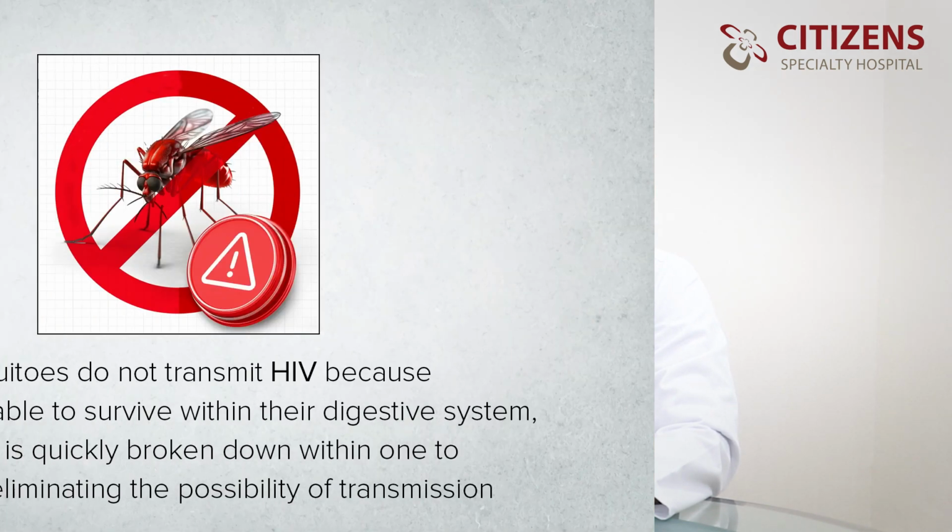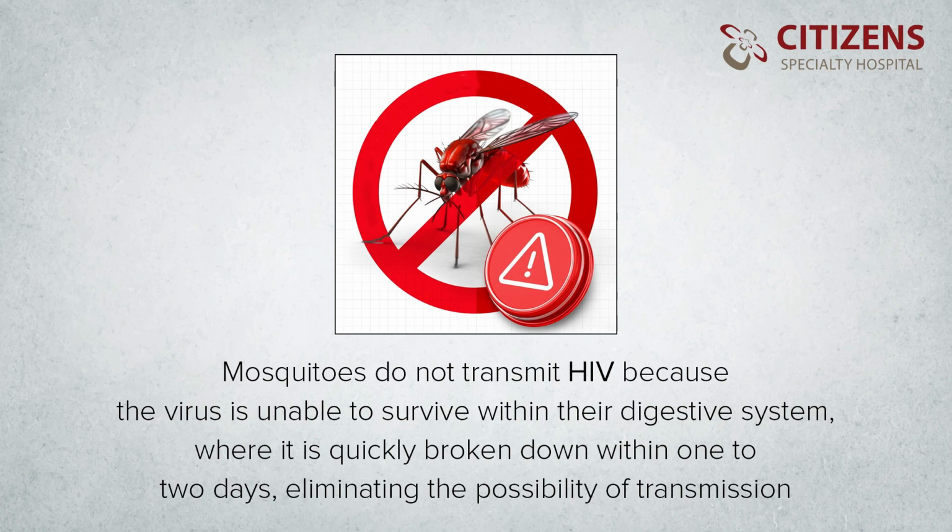But why doesn't it transmit? Because if it takes blood from an HIV patient, the virus does go into the abdomen of the mosquito along with the blood, but it takes about 1 to 2 days for the mosquito to digest the blood. In these 1 to 2 days, because the environment is not congenial for the HIV virus, they get killed and vanish, and thus mosquitoes are not capable of transmitting the HIV virus.